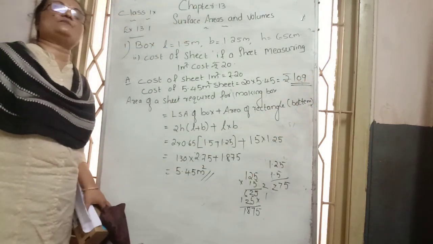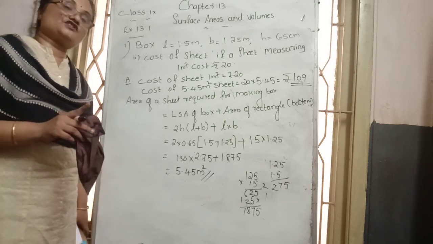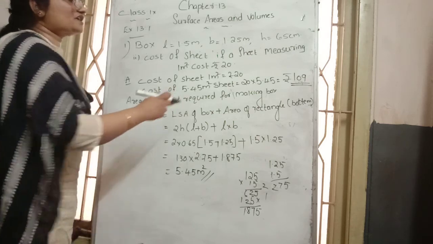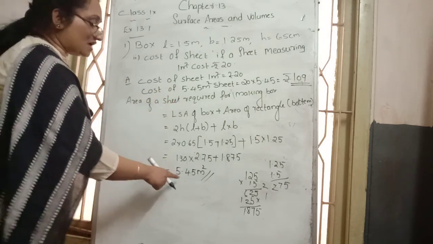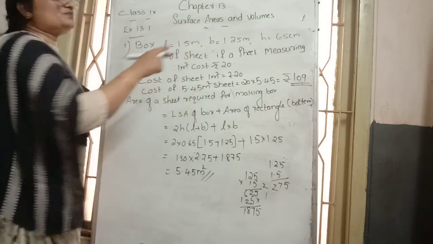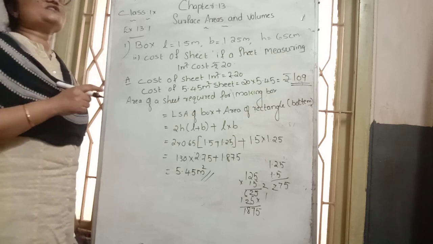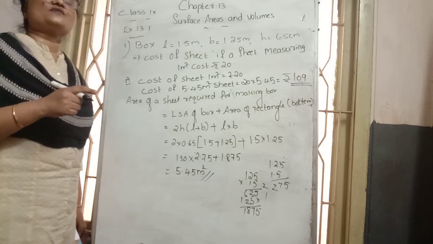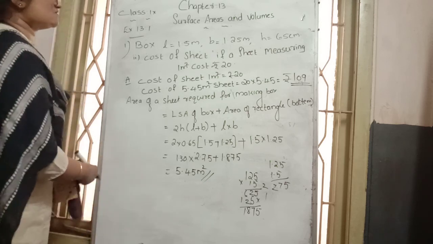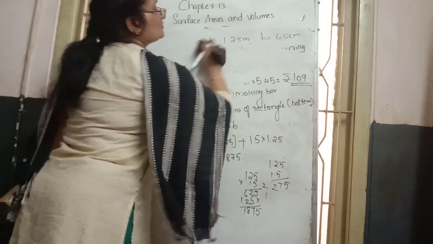This is the second part of this question. In this way, we want to find the cost: 1 meter square of sheet costs 20 rupees, and the area of our sheet is 5.45 meter square. So 20 rupees is multiplied with 5.45, and we get 109 rupees spent for purchasing that much measuring sheet. That is the meaning of this first question. I hope you can understand this first question.